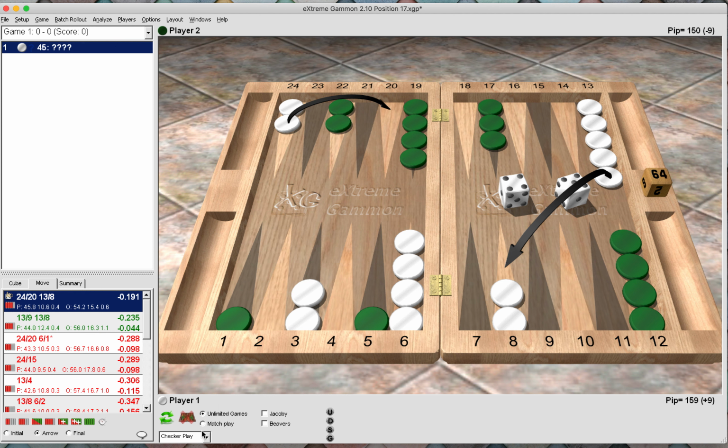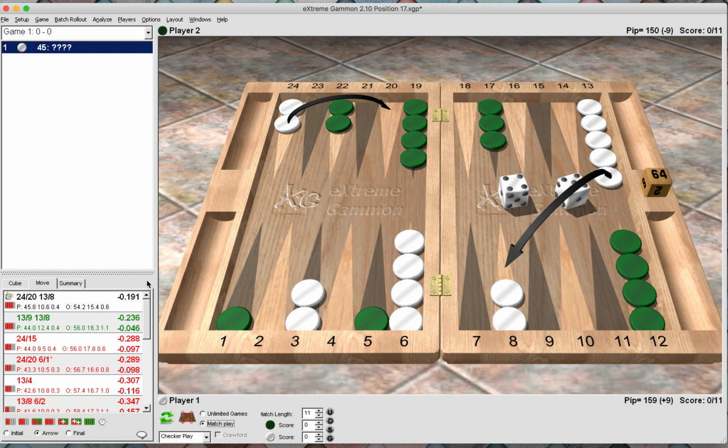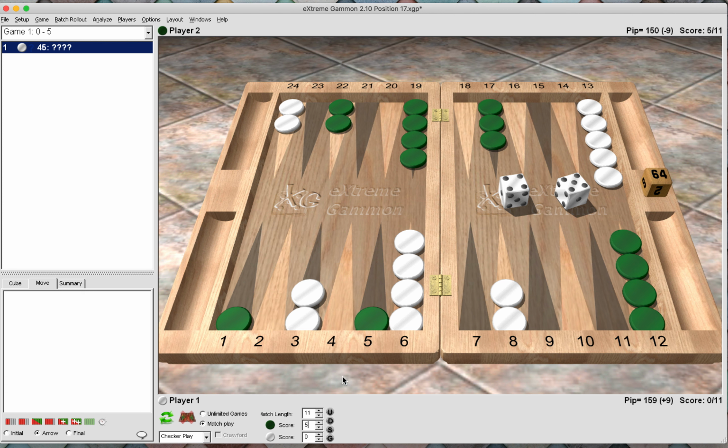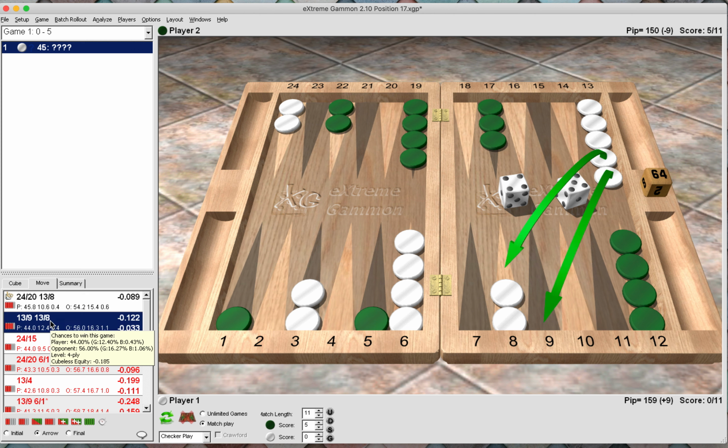And of course, here we've just looked at a money game. Here we can go to match play, and we can see this is 0-0 in a match to 11. Again, it's the right play. But what if white was down in the match score, I should say, let's say he was 11 away, 6 away. Here, again, it's correct to play 24-20, 13-8, but it's a closer decision, 0.033.